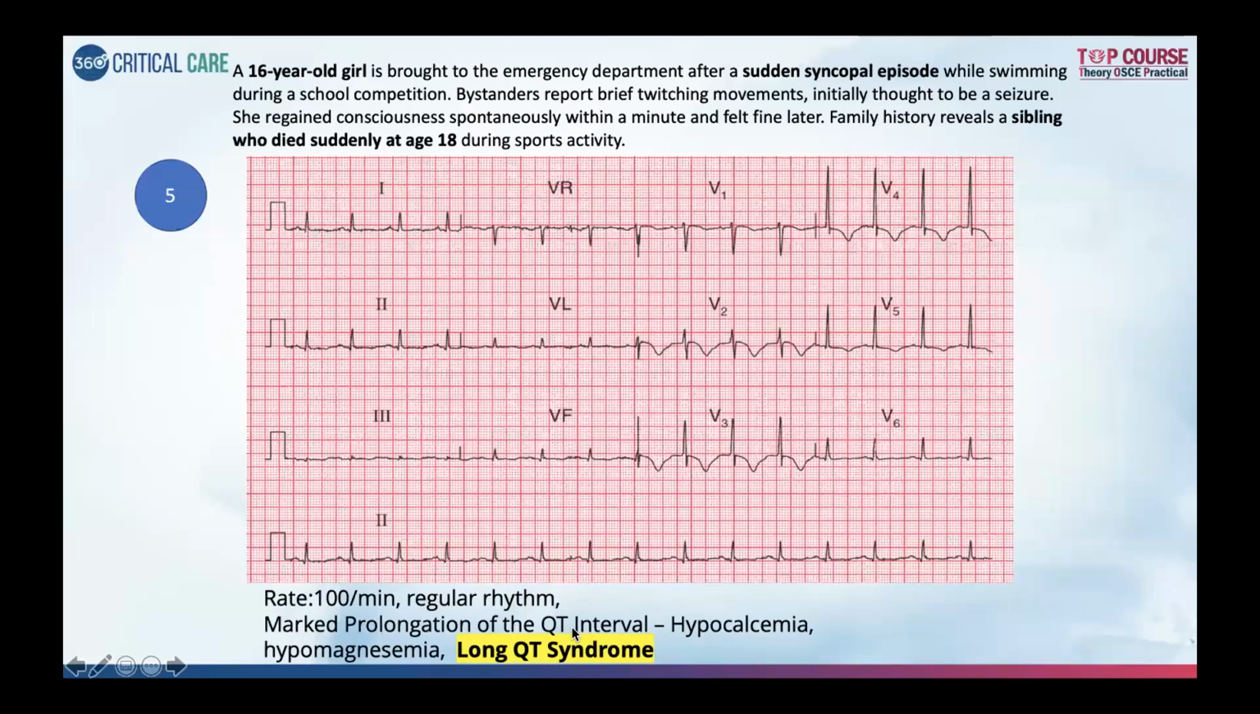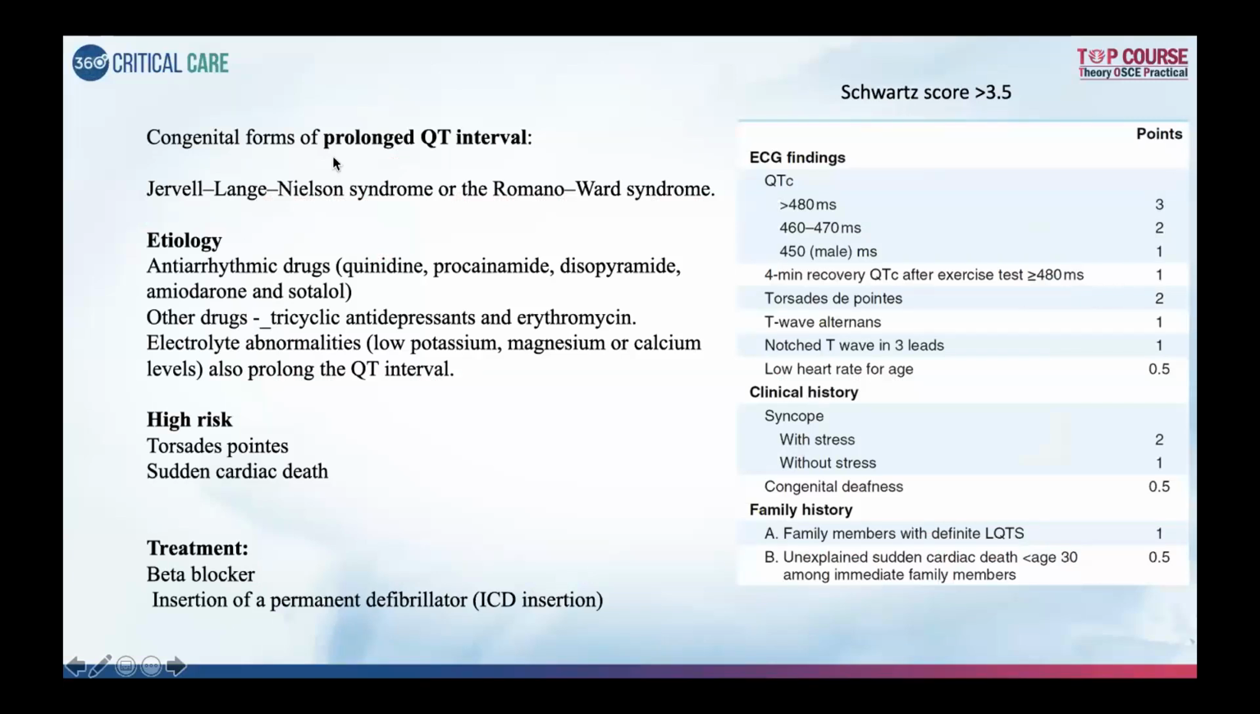It's a long QT. Why could this occur? It can be due to hypocalcemia. Hypokalemia also can present with this, hypomagnesemia, and congenital. In this scenario, the history is very typical of a long QT syndrome, which is congenital. Okay, congenital variants, you have the Jervell-Lange-Nielsen syndrome and the Romano-Ward syndrome.